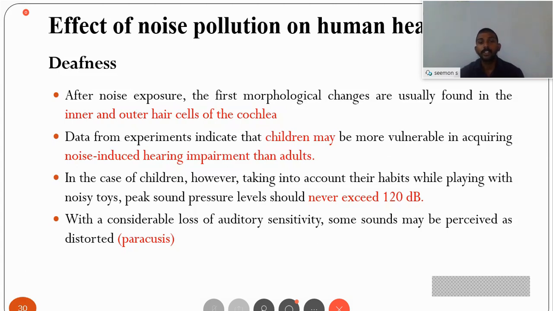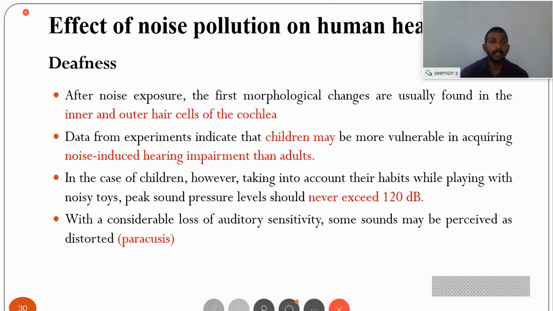Next is auditory sensitivity. We have already seen that the sound reaches the auditory nerves, then reaches the brain, and the brain accepts it as sound. If the auditory sensitivity is damaged, the sounds coming to our ear will be distorted. This is a disease called paracusis, where we receive distorted sounds. We may not be clear what sound is coming.